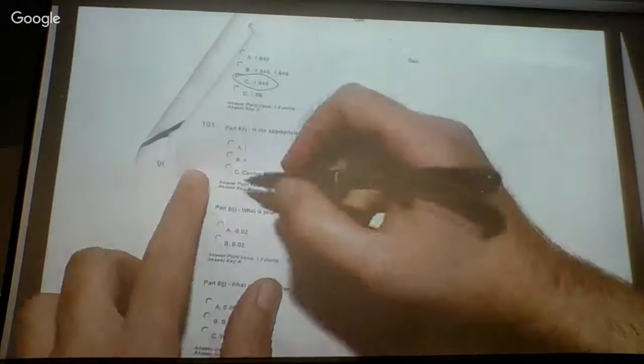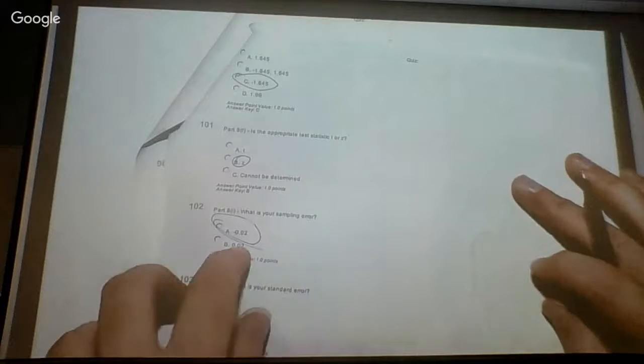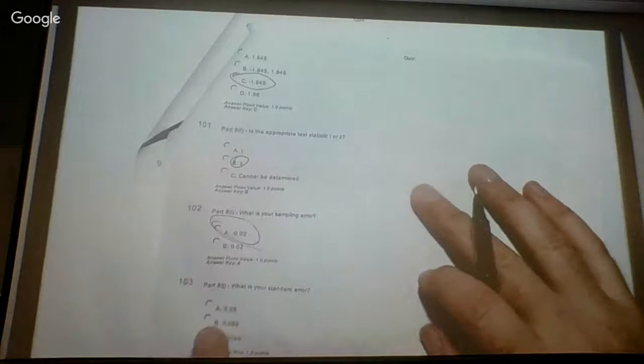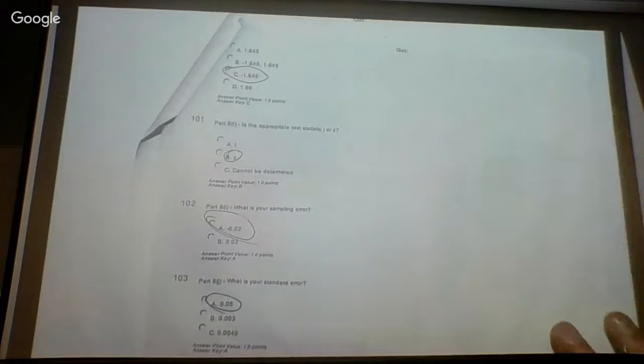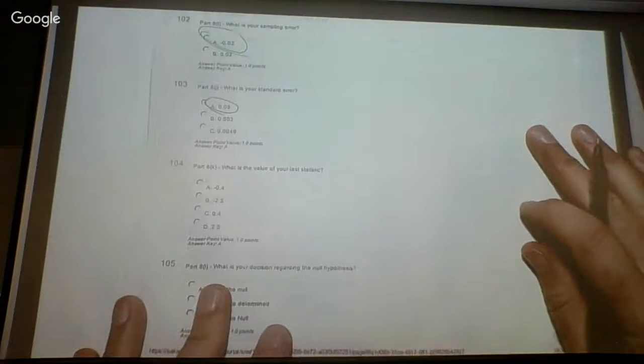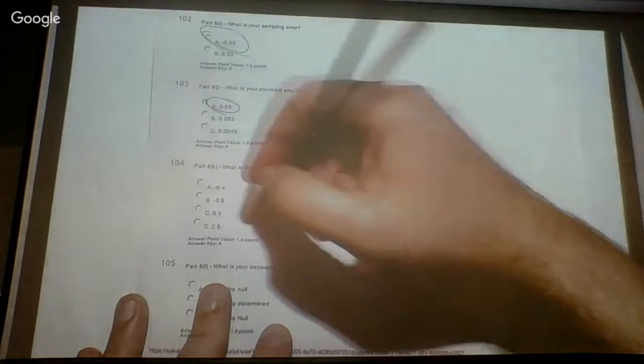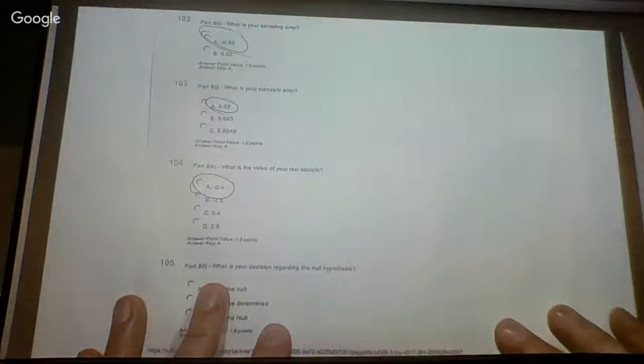This should be a z statistic because we're working with pi. Sampling error was negative because we observed less than what we expected. Standard error is that number. Test statistic is that number. Our decision regarding the null is based on that arrow, which pointed to accept the null.